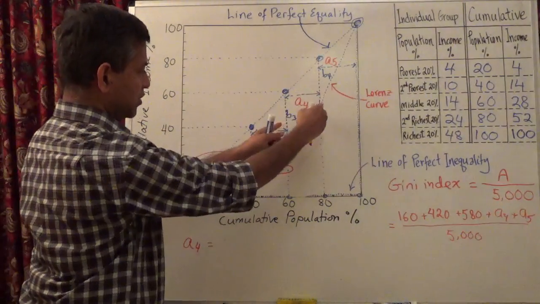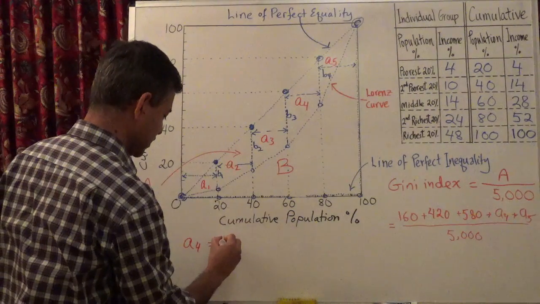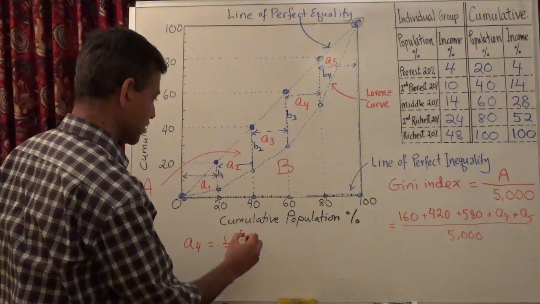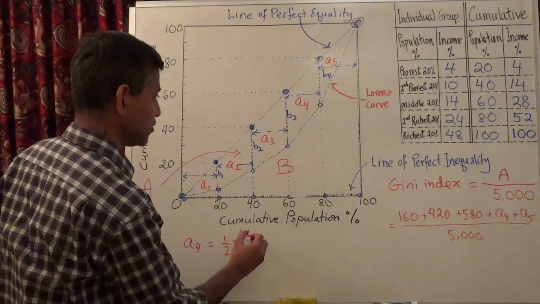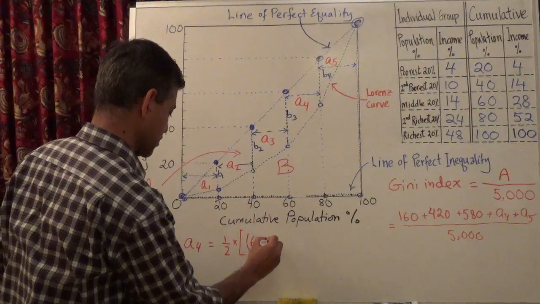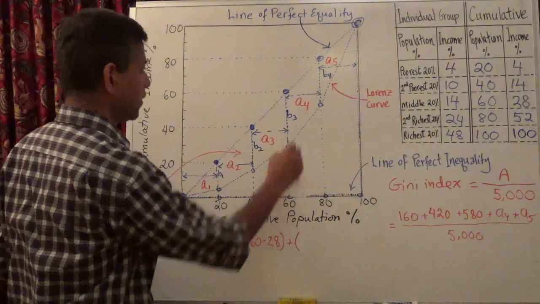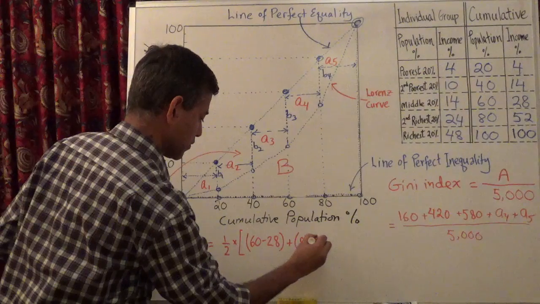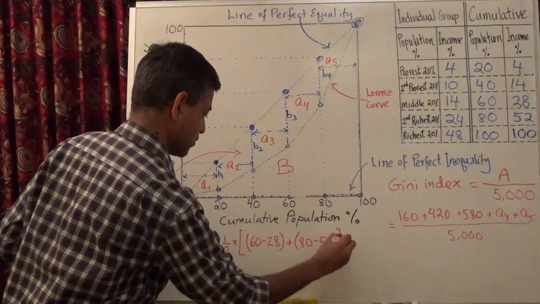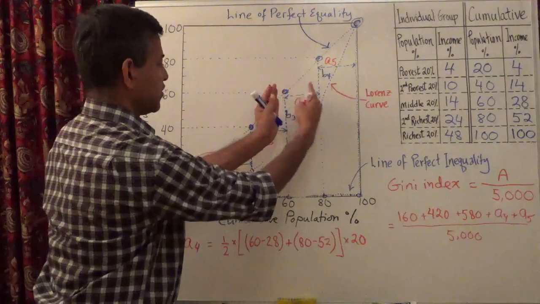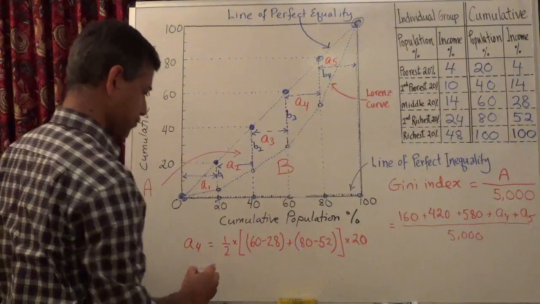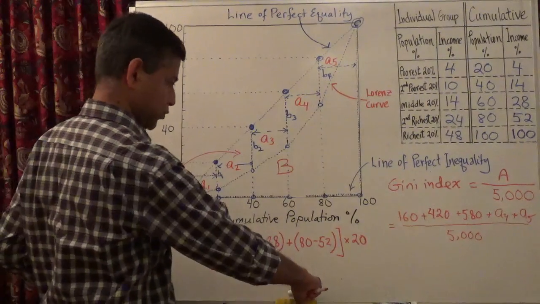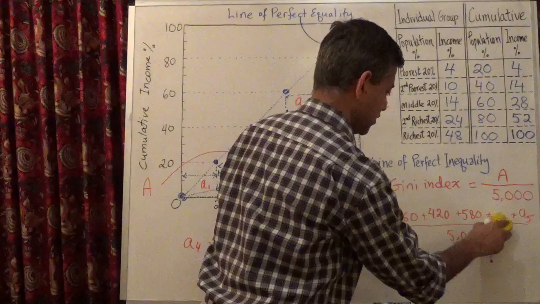A4 is a trapezoid with B3 and B4 as the two bases. So we'll take the average of those two bases. In other words, take half of the sum. So B3 is 60 minus 28. And B4 is 80 minus 52. The height of the trapezoid is 20. And this would give us 600. So now we have A4, that's 600.